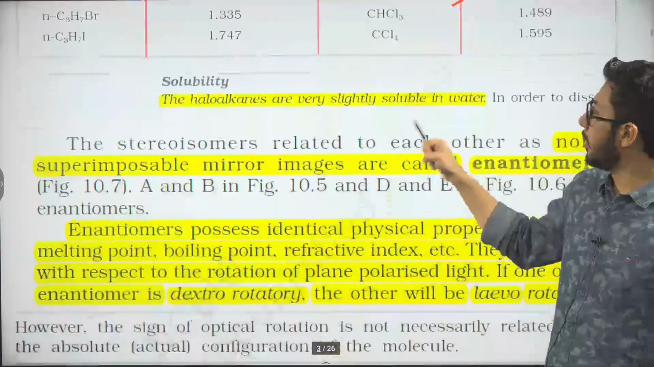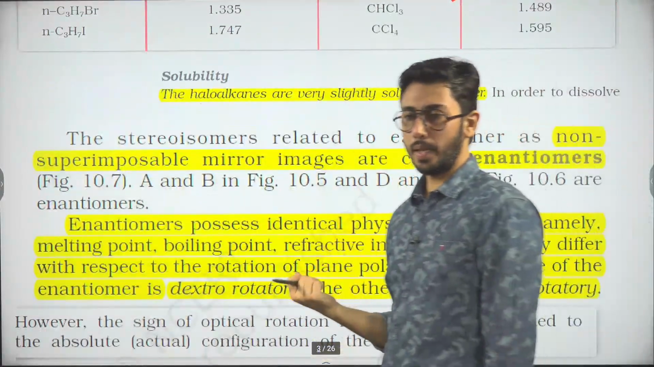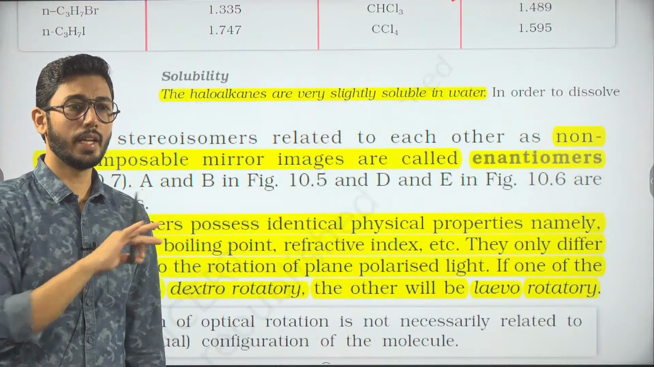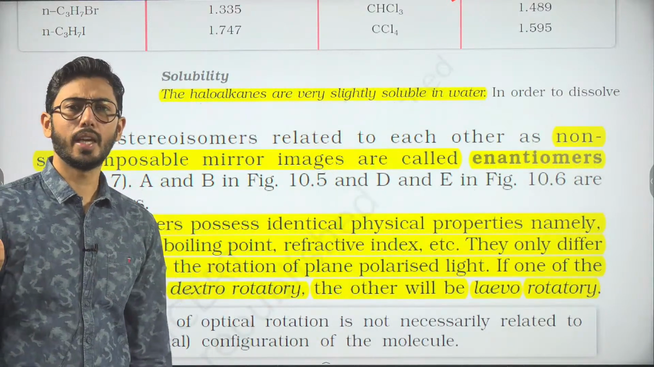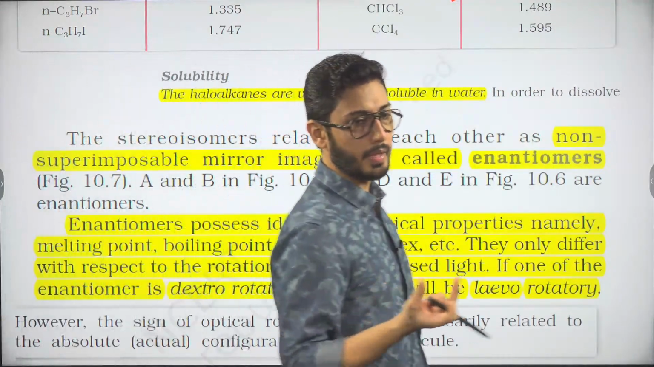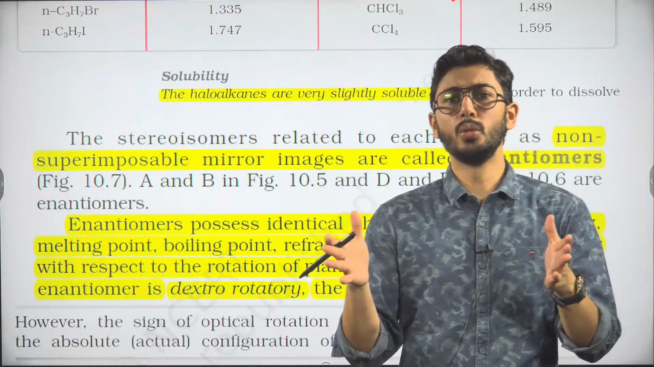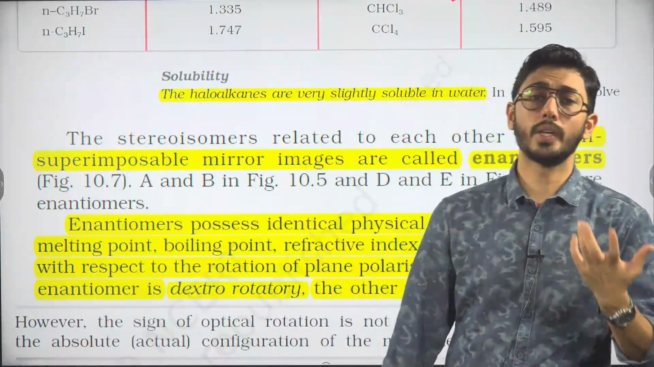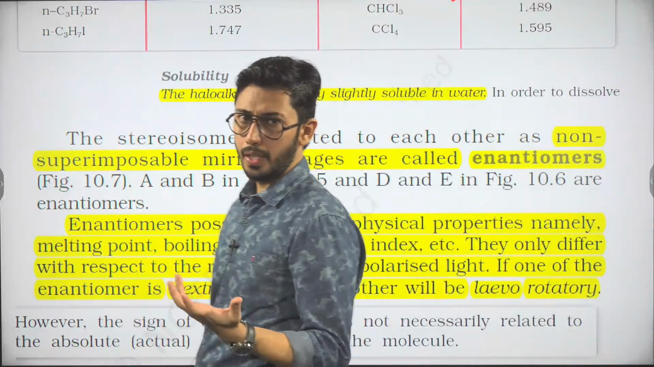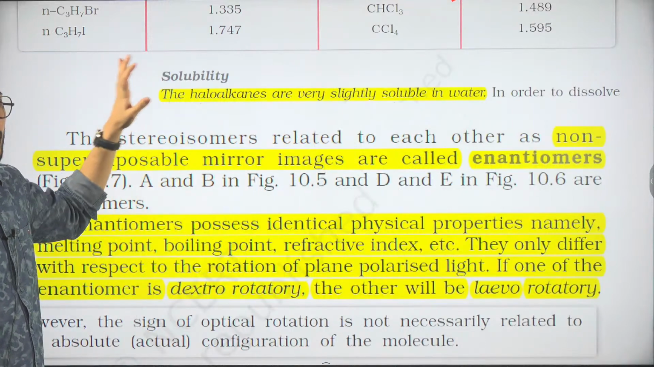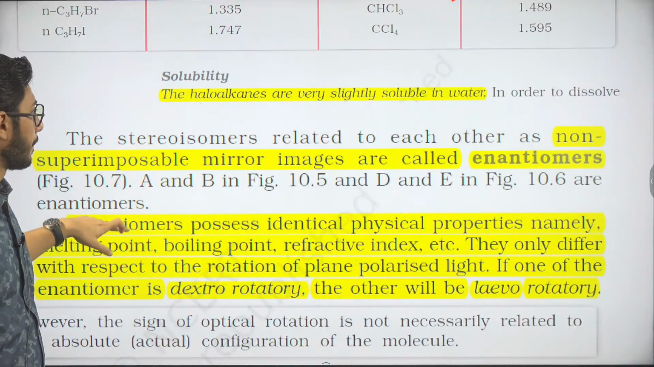In terms of solubility, this line will be useful if a statement type question is there. Haloalkanes are very less soluble in water. The reason, which you can read in the paragraph after this, is that there is no H bonding with the water molecules. Otherwise, you can say hydration enthalpy is very less. Hence, they are almost insoluble or very less soluble in water.